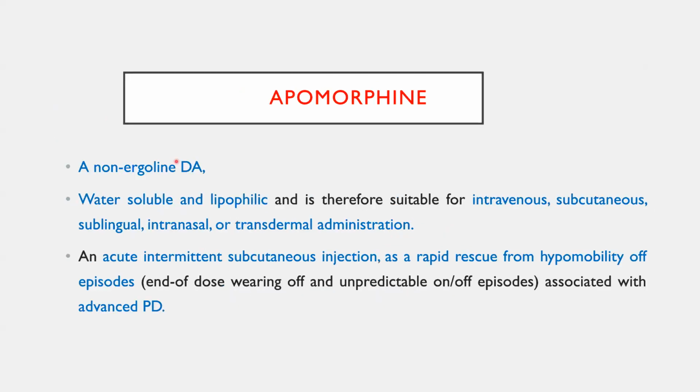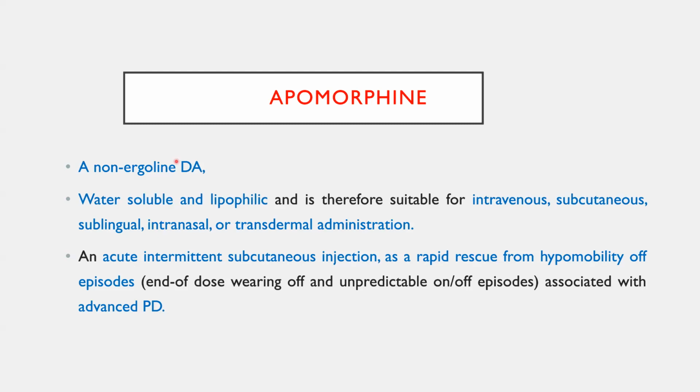Apomorphine. Okay, we'll discuss this one. Apomorphine is an injectable preparation. A 100 mg per 20 ml preparation is available. It costs around 13,000 for 100 ml. It can be given intravenous, subcutaneous, sublingual, intranasal also. But the main disadvantage is that it is very short acting.